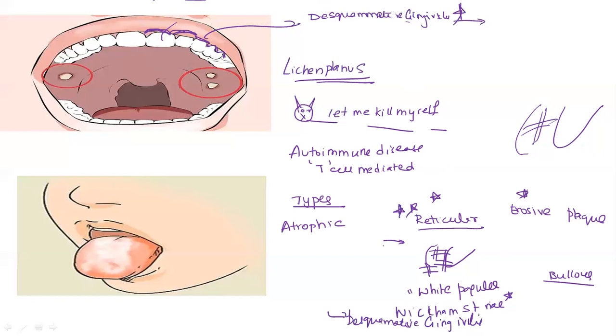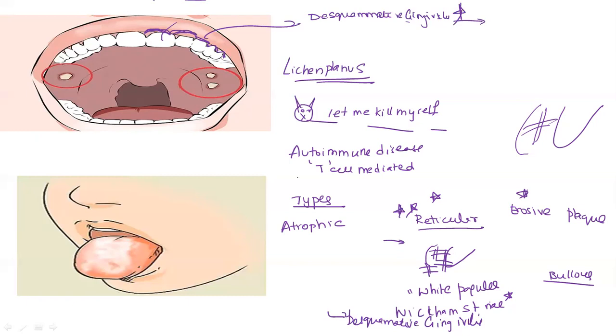So that was about reticular type. So what did we learn in the reticular type? White papules connect and form network of lines. They are called as Wickham striae, which is the common sign in reticular form. Okay, and you can also observe desquamative gingivitis.